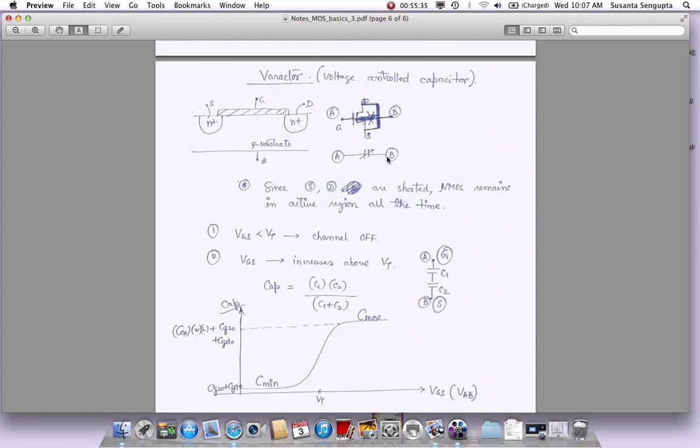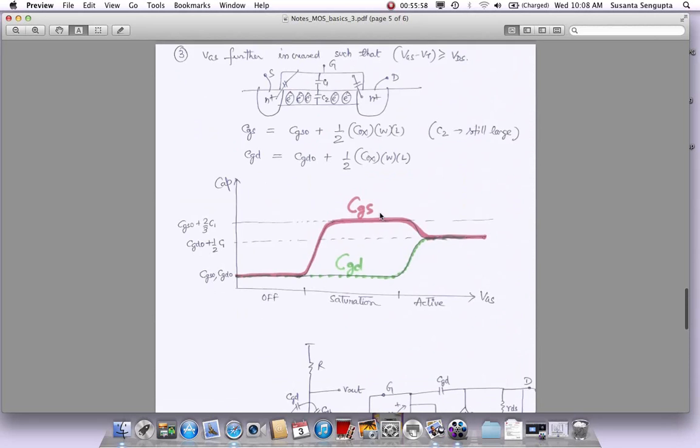So this is where we are making the capacitor, with the source and drain shorted as one terminal, and this is going to vary based on how the gate to source voltage varies. We'll also make the assumption here that the bulk is shorted to source for now, so we don't have to bring the bulk into the picture. The key thing here is, since the source and drain are shorted together, this NMOS remains in active region all the time. That is the key difference.